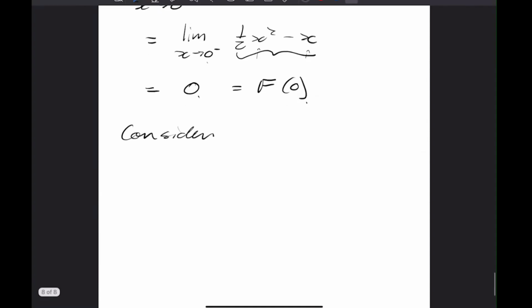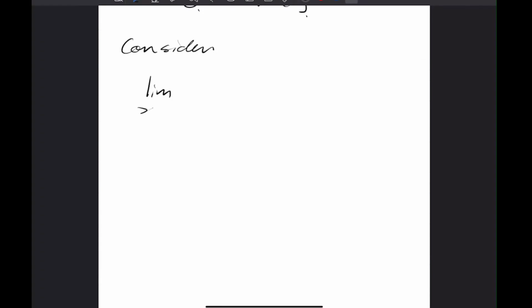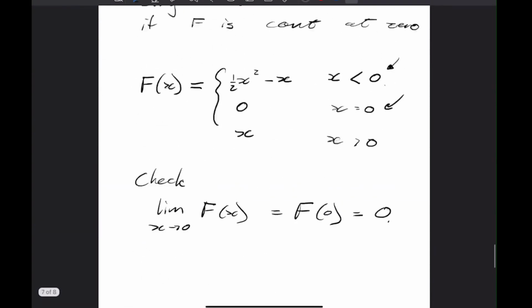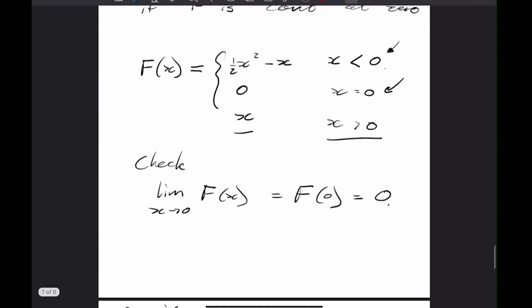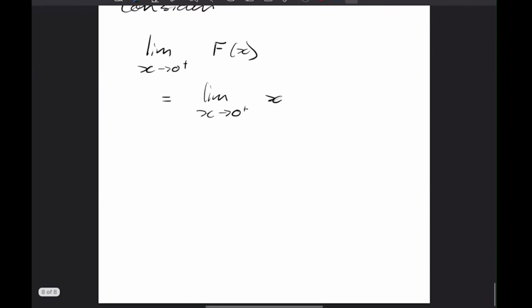And let's consider the right limit. So the limit as x tends to 0 from the right of big F of x. What is that? That is the limit as x tends to 0 from the right of x. So to the right of 0, big F takes on the value x. And that is just equal to 0, which is f of 0.